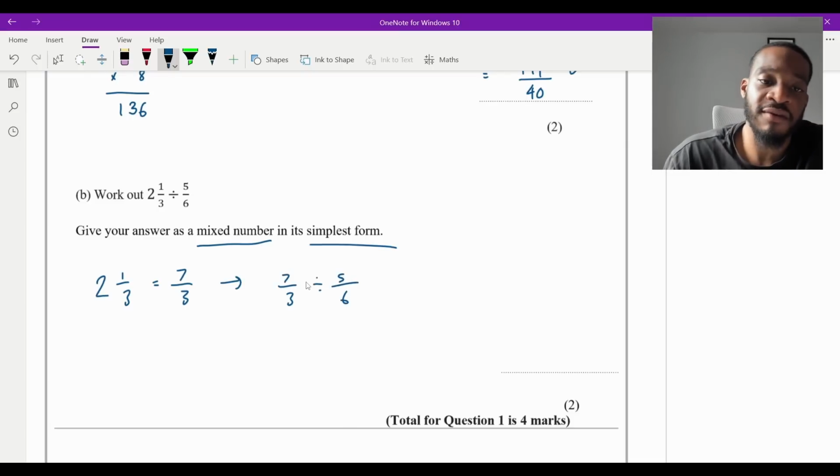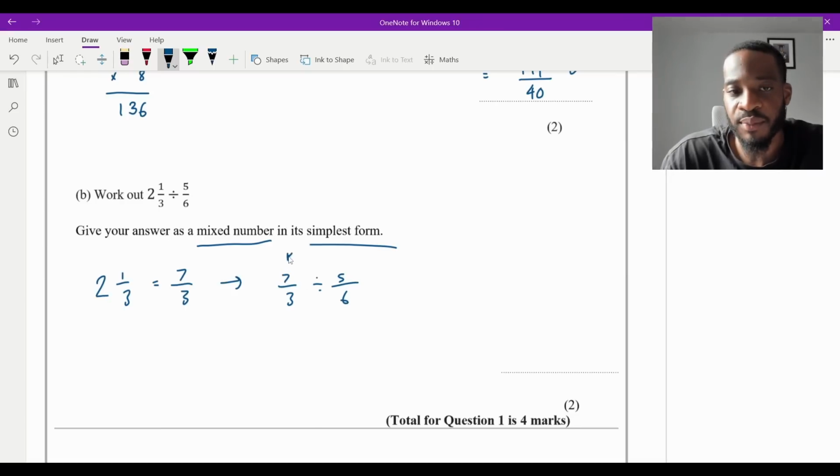Now, we're dealing with a division of a fraction. Remember, keep, change, flip. Keep that the same, 7/3. Change that division to a multiplication. Flip that fraction. So we're here. Now, what do we do? Well, we could times them across, but you could actually simplify before you do that.